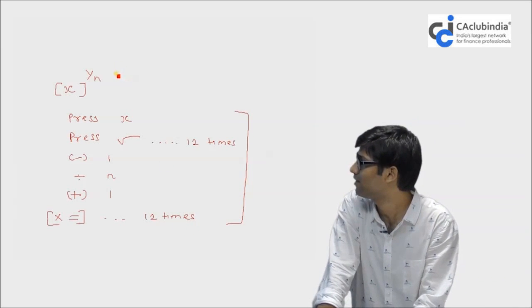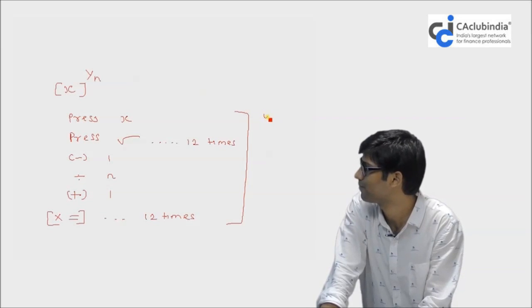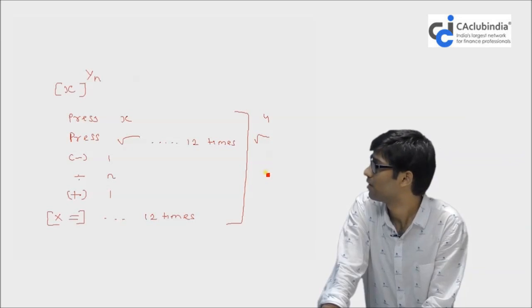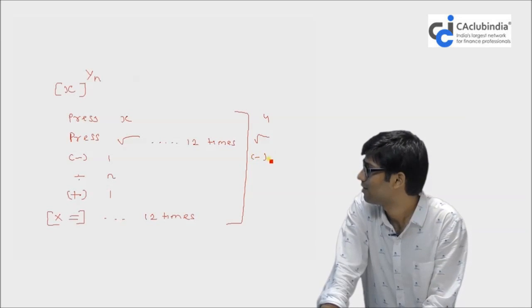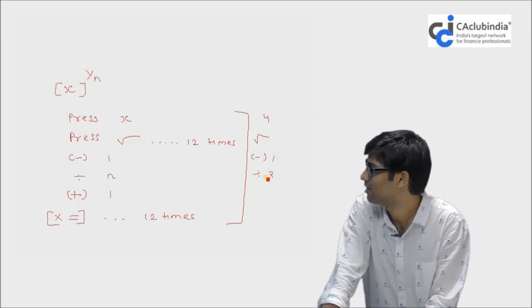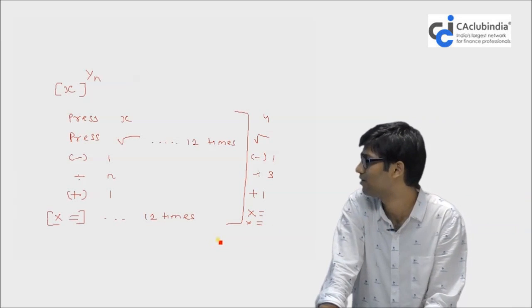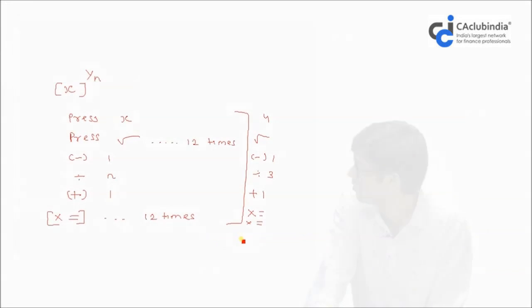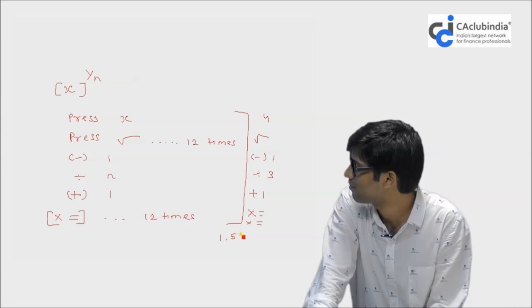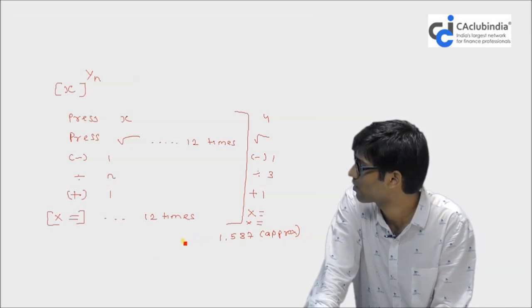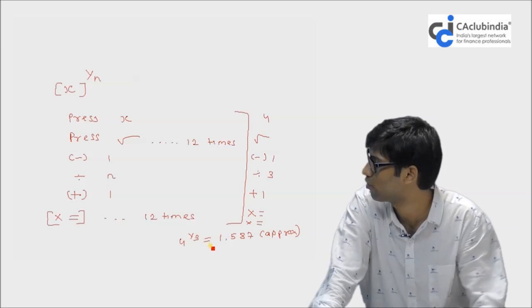Let us try that. Take 4 on the calculator, everyone. After that, press the root sign 12 times. Then minus 1, then divide by 3, then plus 1, you will get a number. Then multiply, equal to, one pair; multiply, equal to, second pair, and so on for 12 times, and take out the answer. You will get the answer as 1.587, and that's the approximate answer of 4 raised to 1 by 3, or the cube root of 4.